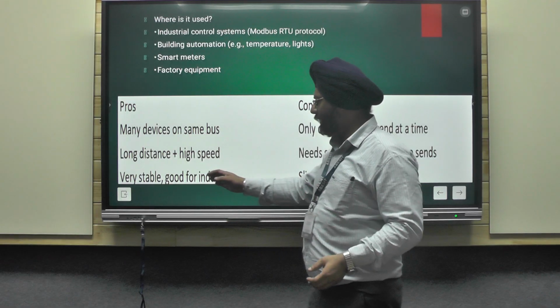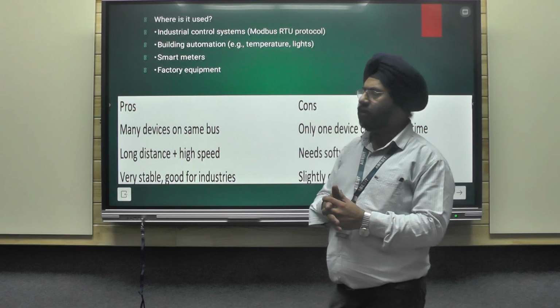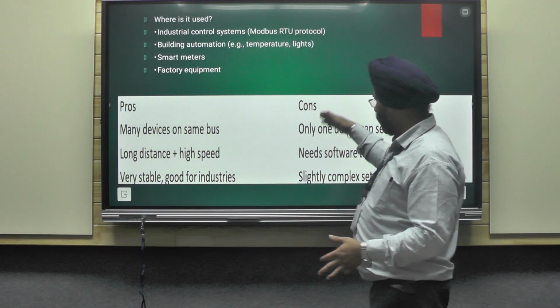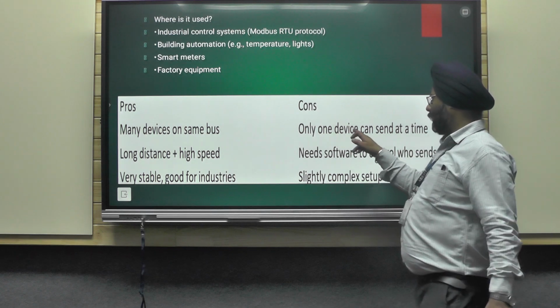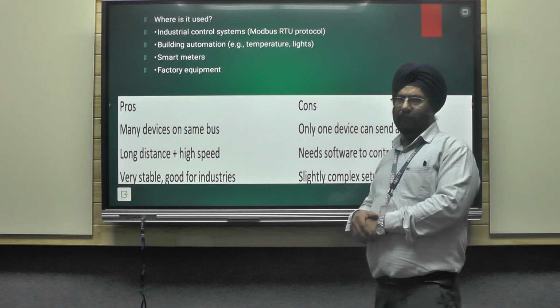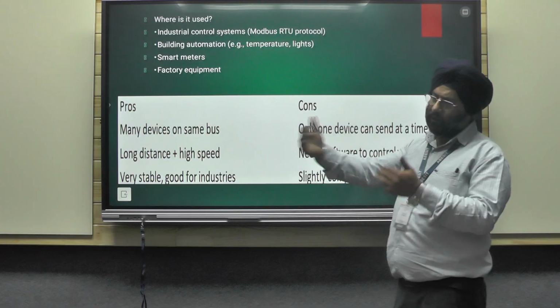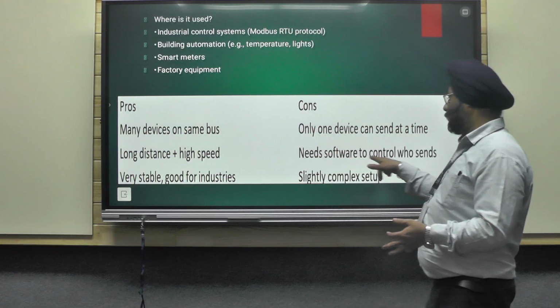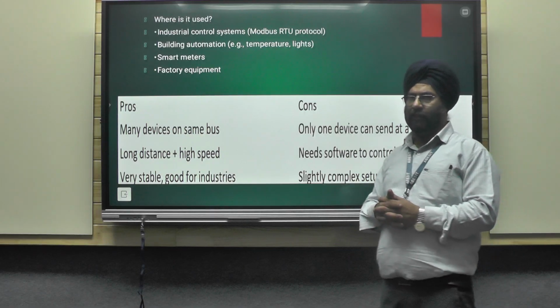High speed, very stable, good for industry. For industrial purposes this is very good, but only one device can send at a time. Not all 32 devices can communicate with each other at once. It needs software to control who sends.